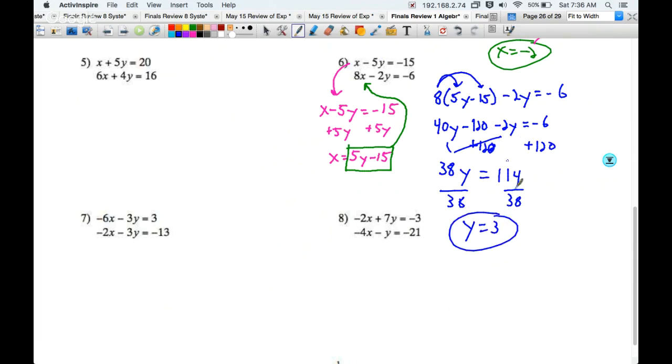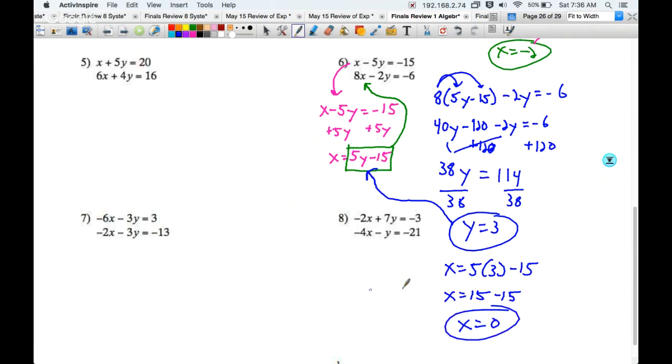Not done, even though we've done a lot of work. So I'm going to plug that back in. I'll plug it in right here, is the easiest spot to plug it in. Get x equals 5 times 3 minus 15. X equals 15 minus 15. X equals 0. And then bonus step, right, is an ordered pair, 0, 3.